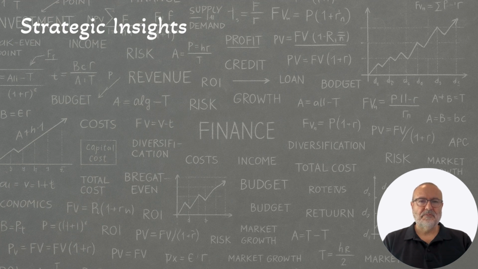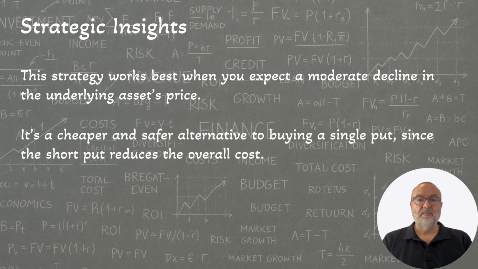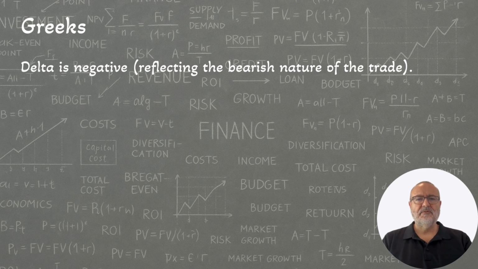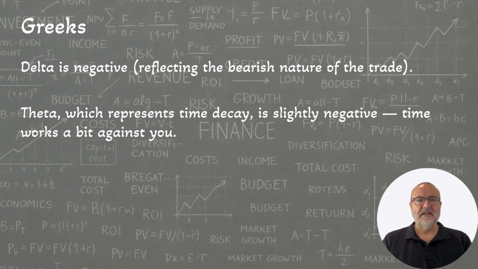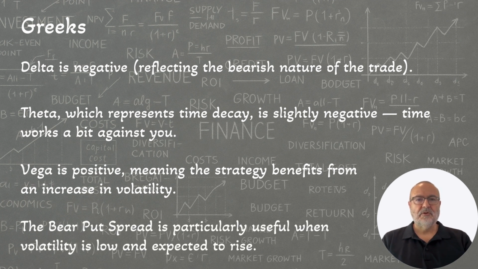So, when should an investor use a bear put spread? This strategy works best when you expect a moderate decline in the underlying asset's price. It's a cheaper and safer alternative to buying a single put, since the short put reduces the overall cost. From a Greeks perspective, delta is negative, reflecting the bearish nature of the trade. Theta, which represents time decay, is slightly negative. Time works a bit against you. Vega is positive, meaning the strategy benefits from an increase in volatility. The bear put spread is particularly useful when volatility is low and expected to rise.